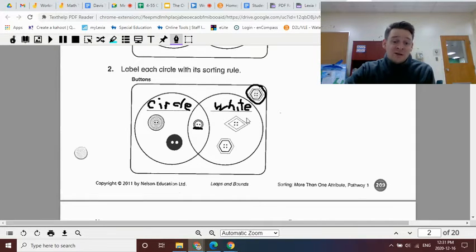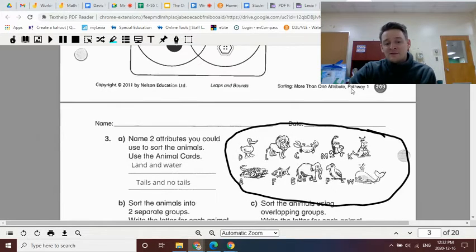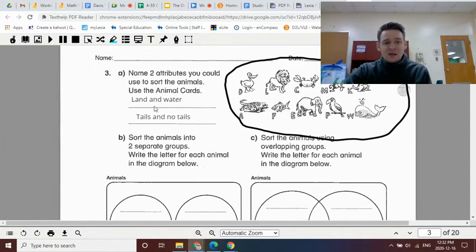This one I like, and I actually did it for you if you're following along, so I want to talk about it. This Venn diagram gives you buttons, and it gives you the sorting rules, or I gave you my sorting rules. On this side, we have circle buttons, and on this side, we have white buttons. So you'll see the shared space is a circle and white button, and this gray shape on the outside does not belong in our Venn diagram. So you can copy my answer here if you're watching this video. There's not anything else to do.